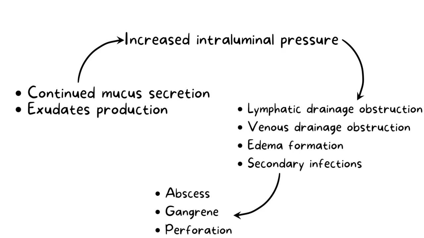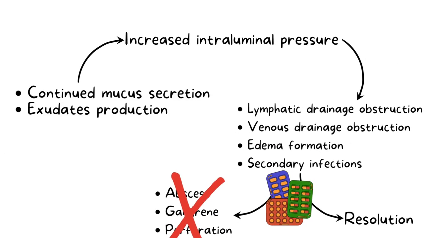If not intervened at this stage, appendicular abscess forms and then gangrene can occur, and finally appendix might perforate, causing severe peritonitis and complications. But if intervened with appropriate medications, resolution can occur in some patients without complications occurring.